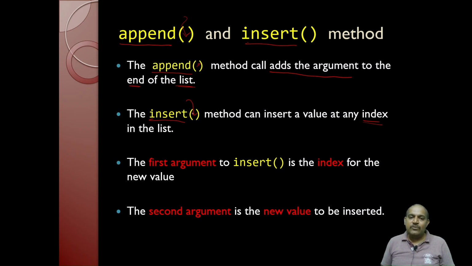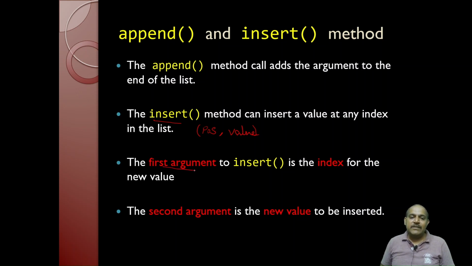Therefore, since you have to pass 2 arguments for this method, the first argument will tell you at what position you have to insert the value. The first argument is where you are going to insert the value, and the second argument tells you what is the value that you need to insert.